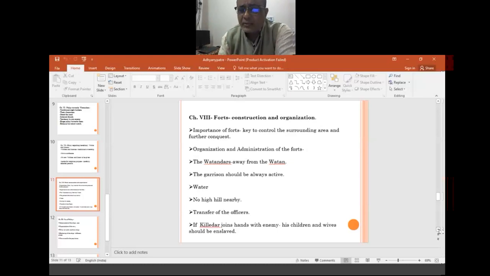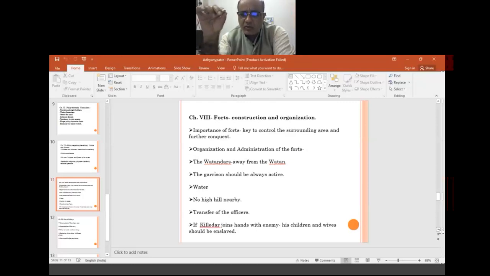The garrison should be always active. There are instructions that the person who is holding the fort should keep the people active. There should be adequate provision for water, like on Raigad, when that was selected for capital, the ponds were dug up so that the water can be stored there.